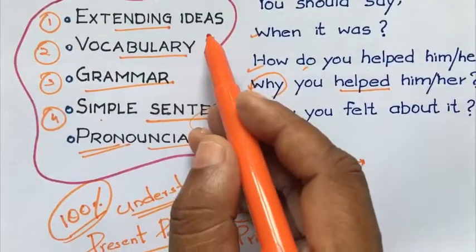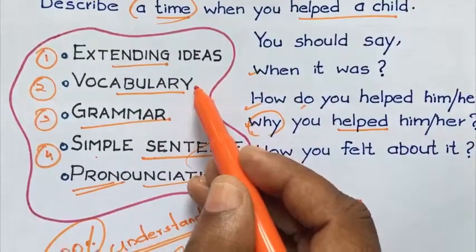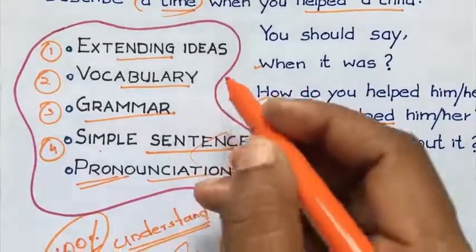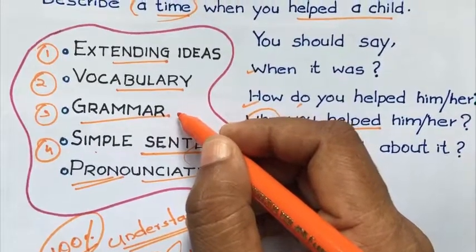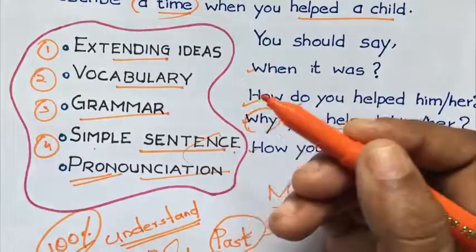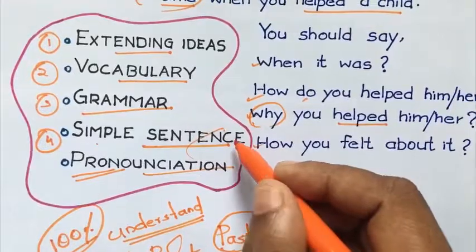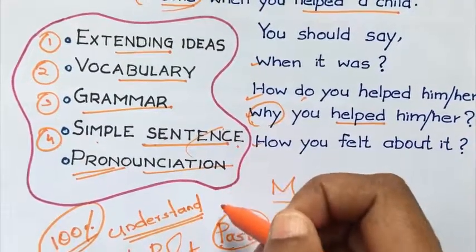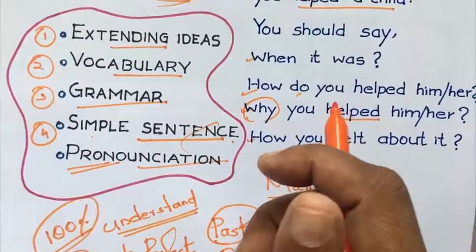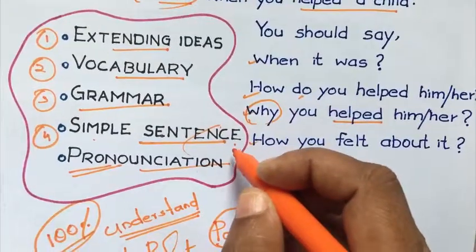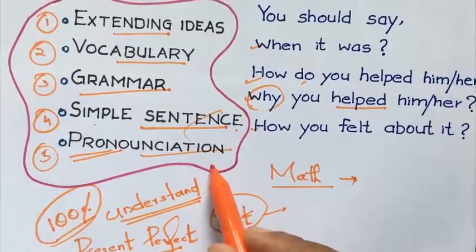The first one is about extending your idea. Try to add more ideas with examples, and vocabulary, synonyms or different appropriate vocabulary for the situation is a must. And grammar: go for simple past or simple present, past perfect or simple present perfect would be better. And simple sentences: always go for simple sentences with better connectives. Suppose you want to connect one similar sentence, say 'as well as', or you want to add a different idea, you can add 'and'. So like that you can use simple sentences rather than complex sentences. And the last part is about pronunciation. So if you can practice this, it would be best.